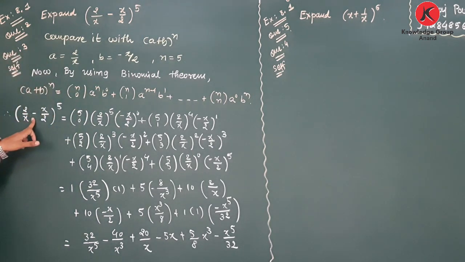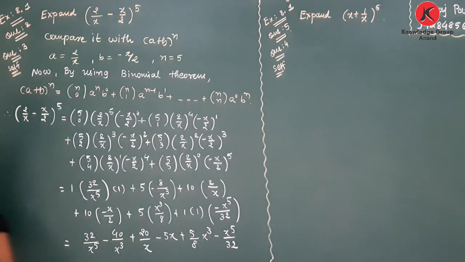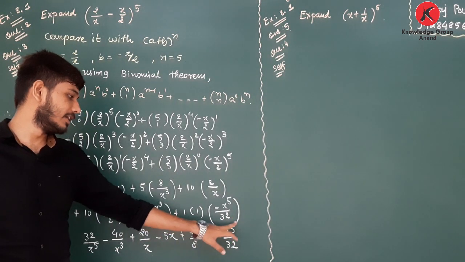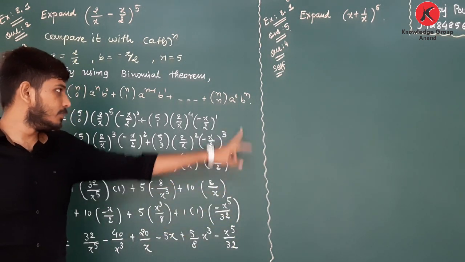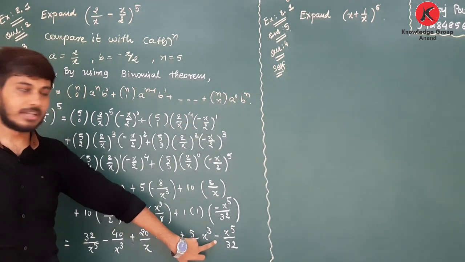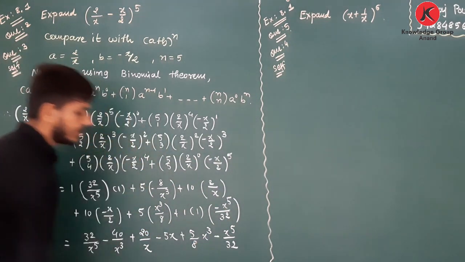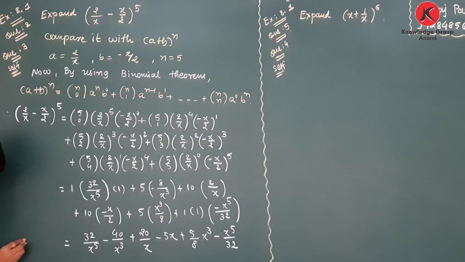See here, the minus symbol is there. Therefore, first term is positive, second negative, positive, negative, positive, negative. The last sign depends on the power of b raised to n. If n is odd, then the last sign is minus. If n is even, then the last sign is plus here. So see here, this is the expansion of (2 by x minus x by 2) raised to 5. Now we are going to discuss the next question.